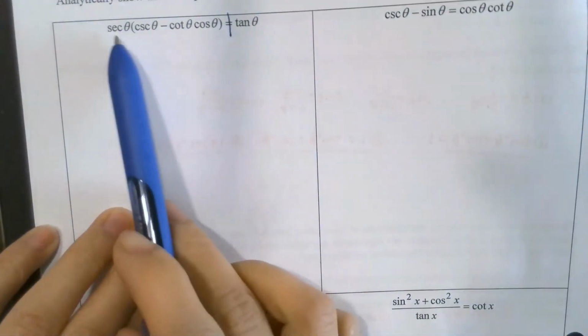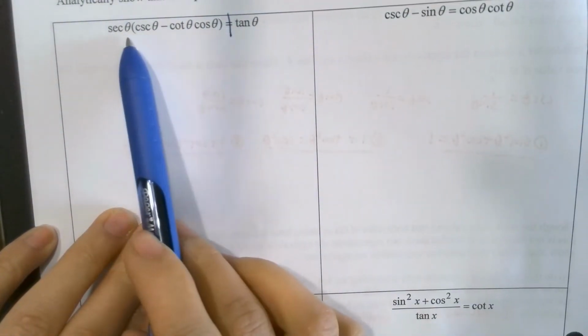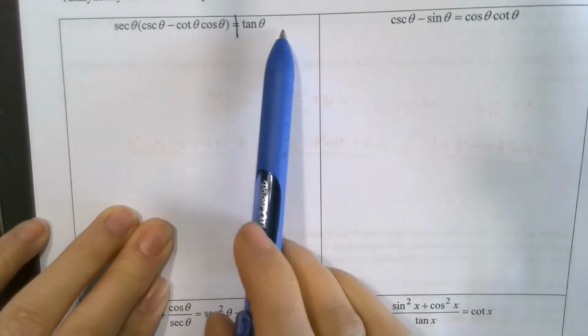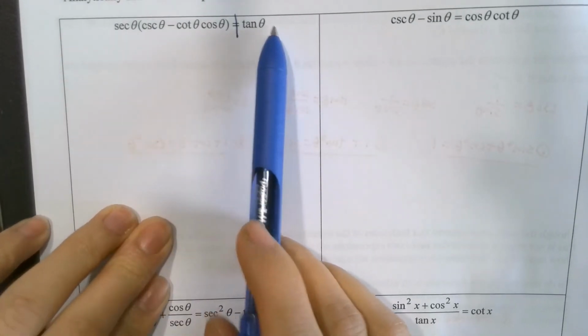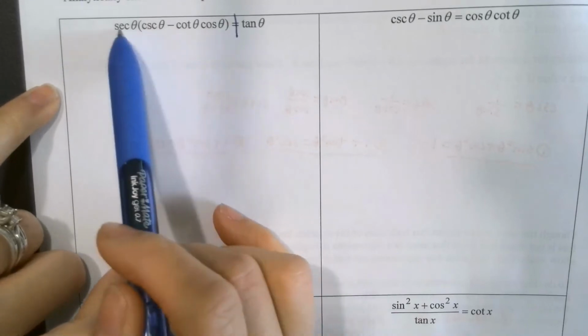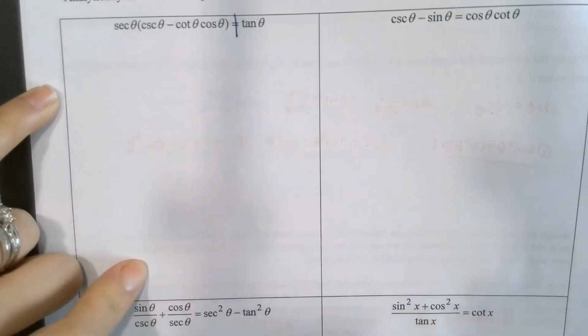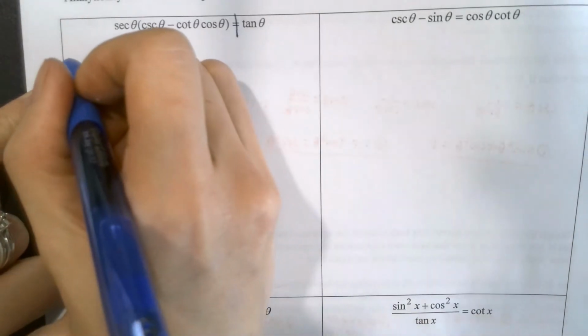Start with the complicated side. I'm probably going to start with the left side. There are lots of terms there, and then it ends with tangent theta. Any trig identity we can use? No. So rewrite everything in terms of sine and cosine.